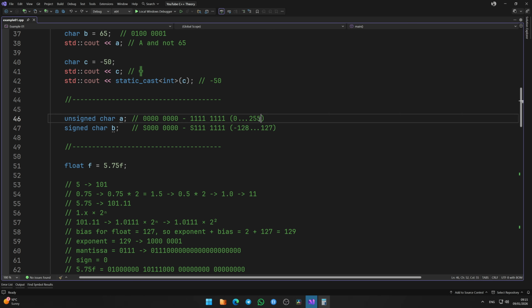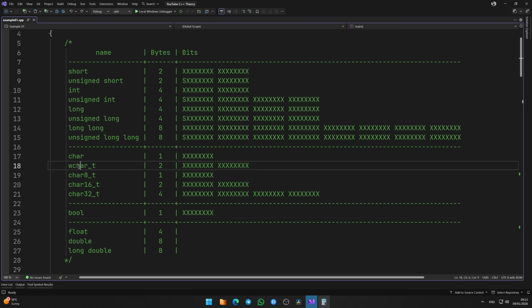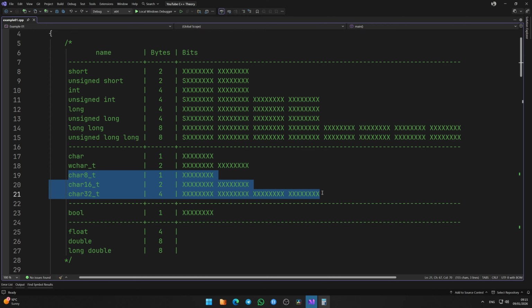Now let's move on to the other character types. wchar_t works the same way as char, except it takes up 2 bytes, which means it can hold a wider range of values or symbols. As for char8_t, char16_t, and char32_t, these are strictly unsigned types according to the C++ standard.